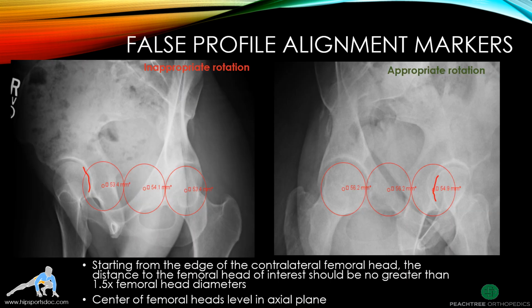In the false profile view, appropriate rotation is achieved when the distance between the contralateral femoral head and the margin of the femoral head of interest is no greater than 1.5 femoral head diameters. In the image to the right, we are measuring the left hip, and the distance is approximately 1.5 femoral heads from the edge of the right hip. In the image to the left side of the screen, we are visualizing the right hip, and the distance is nearly 2 femoral heads, which is not acceptable for accurate measurements.